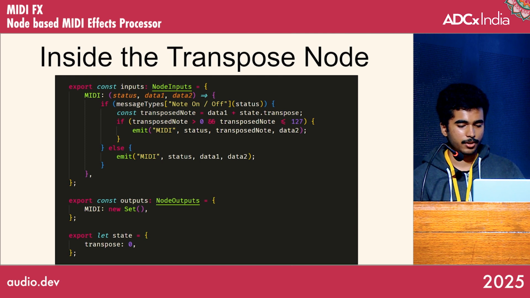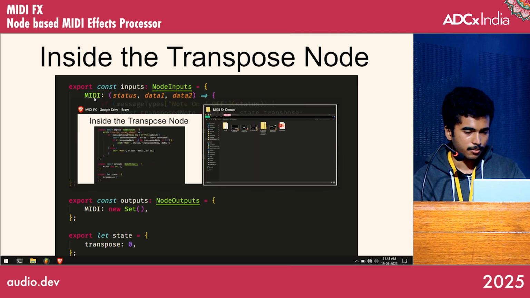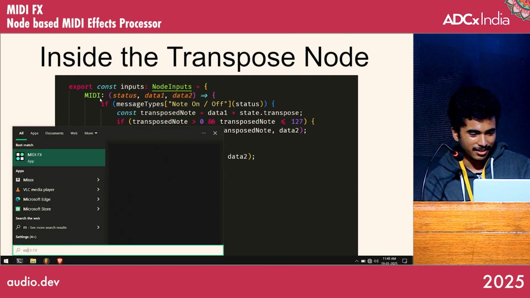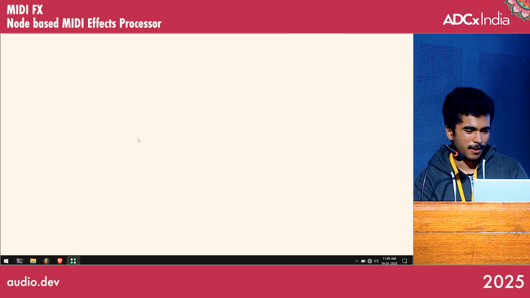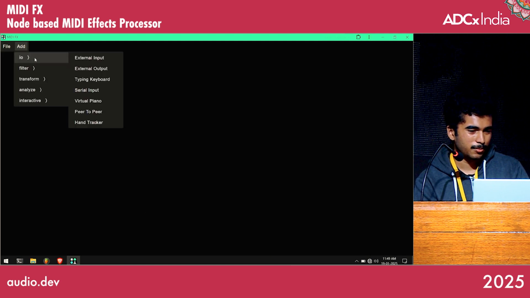It's a very simple example. When you give any MIDI signal to it, it's gonna check whether this is a node on off message. If it is, then it's gonna transpose it up or down. So mainly there are three things that are going on. You have an export called input, and I just want to open MIDI FX itself so you can kind of see what things look like. So here's the actual app.